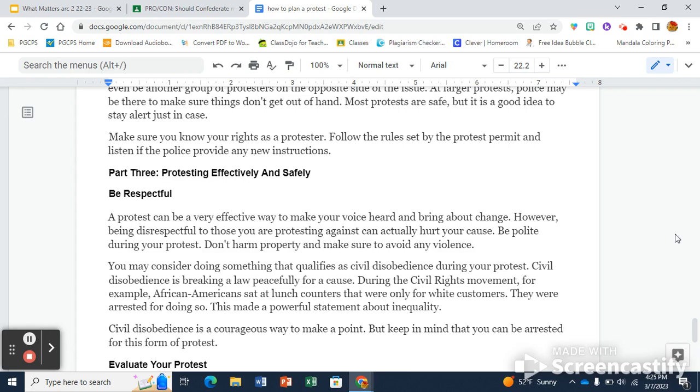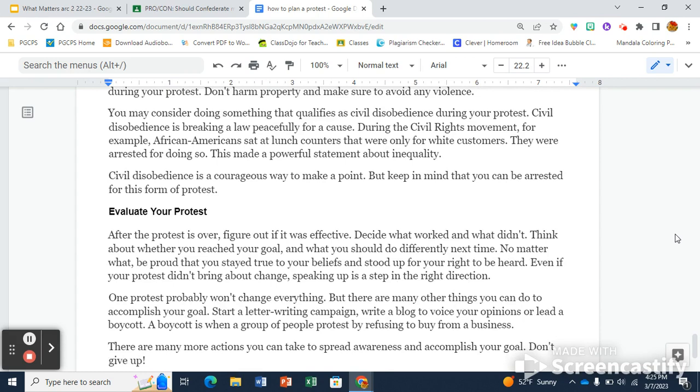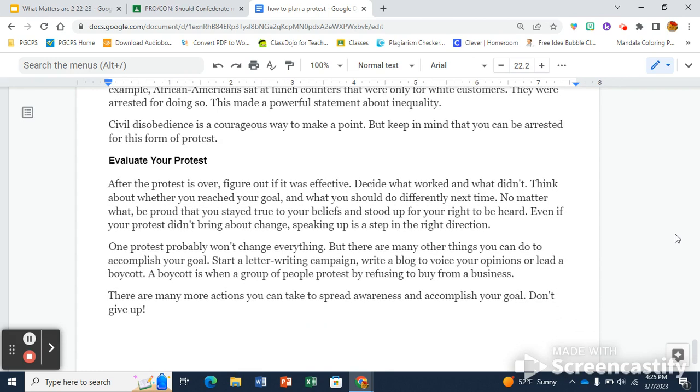You may consider doing something that qualifies as civil disobedience during your protest. Civil disobedience is breaking a law peacefully for a cause. During the civil rights movement, for example, African Americans sat at lunch counters that were for only white customers. They were arrested for doing so. This made a powerful statement about inequality. Civil disobedience is a courageous way to make a point, but keep in mind that you can be arrested for this form of protest.